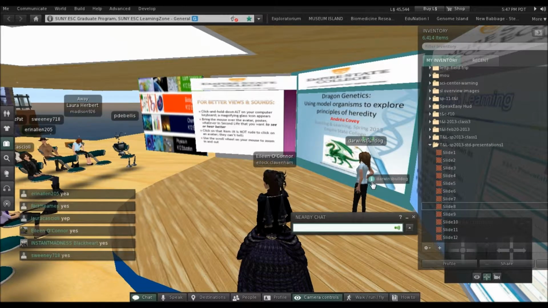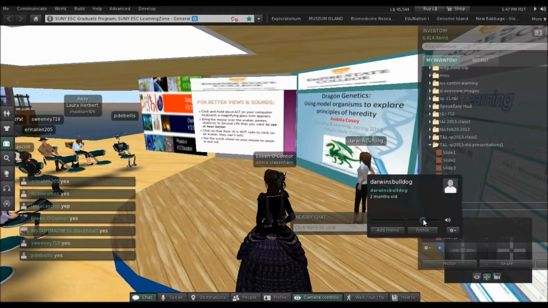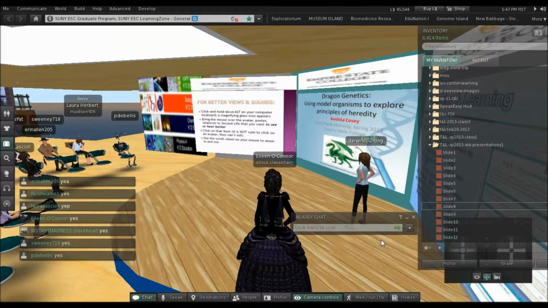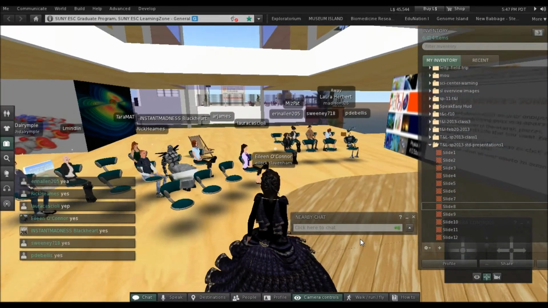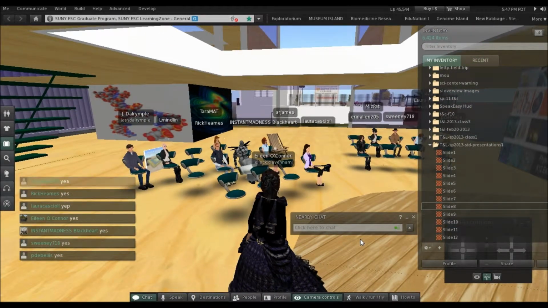Great. So the lessons that I developed were for living environment class. So students would be in 9th grade in my school. Some other schools do it in 10th, but usually it's either 9th or 10th grade students. And it's a part of the heredity unit.